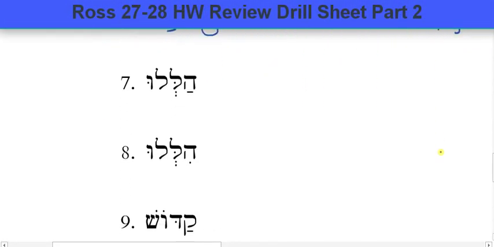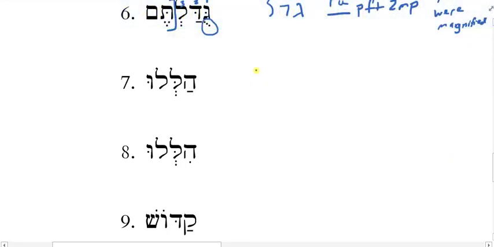Number 7. Hallelujah, everybody. Hallelujah. What are my 3 root letters here? Hey, Lamed, Lamed. All right. And that means I have a shurik on the back end. Now, shurik on the back side of a verb root could be a number of different things, couldn't it? Let's just think through that for a minute.